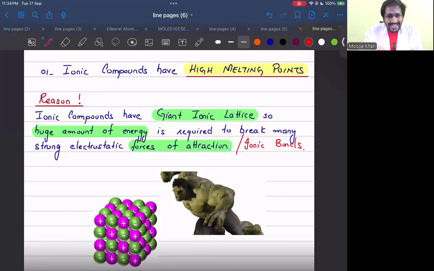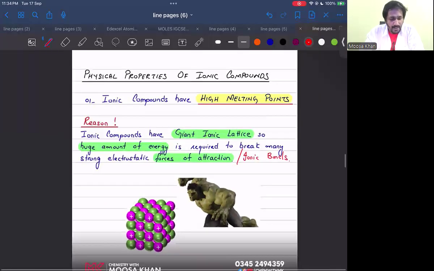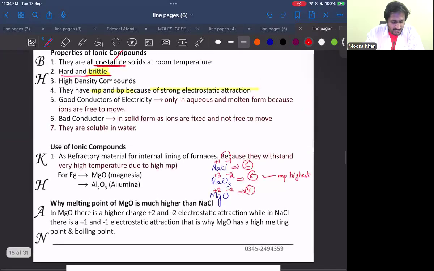Ionic compounds do not conduct electricity in solid state because the ions are fixed in the solid state. However, ionic compounds can conduct electricity in molten as well as in aqueous state.